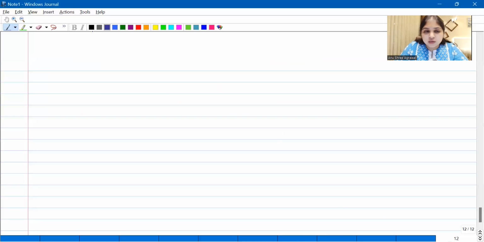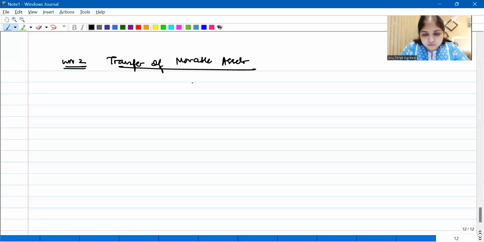Let us do a working note, okay? Working note number 2 for transfer of movable asset. Two assets are being transferred here. One is laptop and the other is car. How do we do it? We follow a standard procedure. We will start with actual cost to the employer.